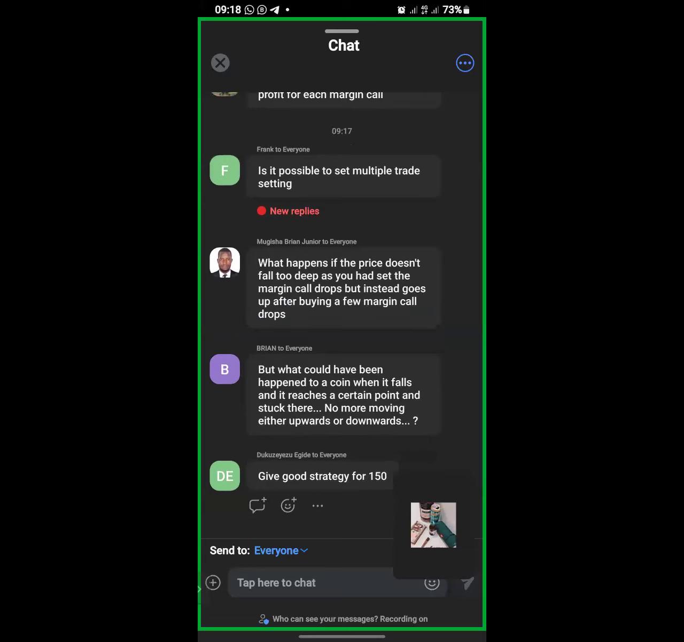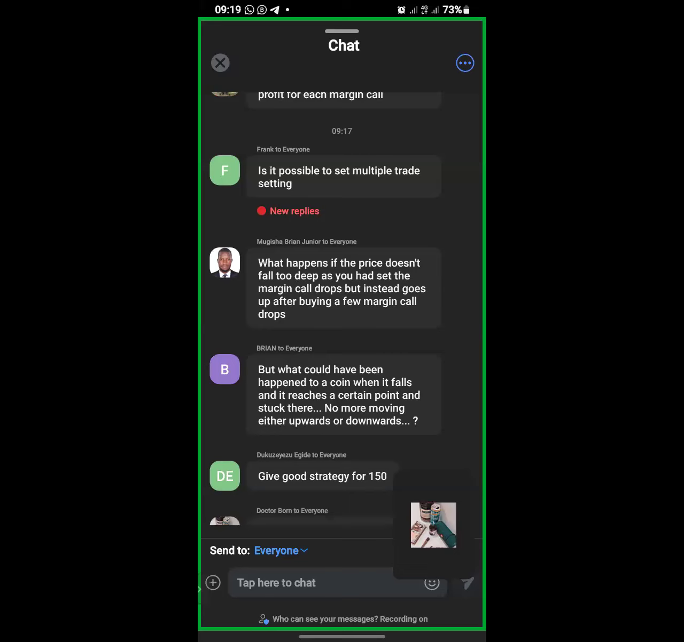But what could have happened to a coin when it falls, reaches a certain point and gets stuck there, no more moving either upwards or downwards? I explained, if you've been attending my Zoom lessons about TradingView, that what causes the market to move up or down is the buying pressure and the selling pressure. If the buying pressure equals the selling pressure, we go into what we call a consolidation. The coin stays stagnant for some time, not moving up, but at least it makes some movement.